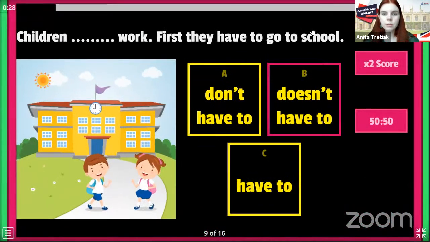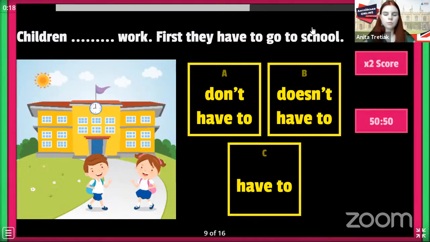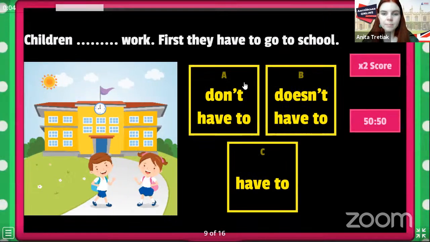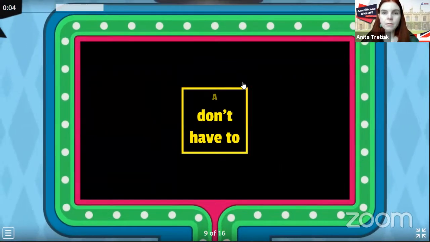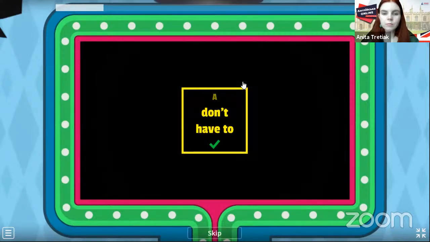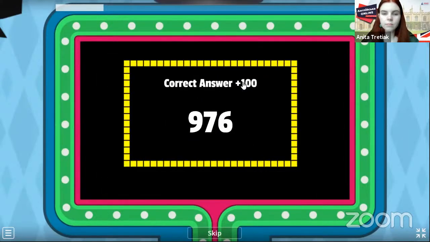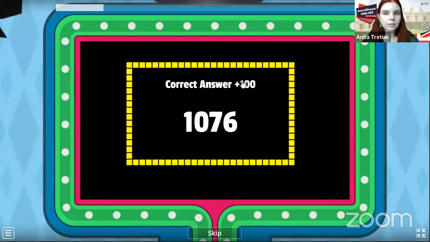Children work. First, they have to go to school. Don't have to, doesn't have to, or have to. Guys, you know about this one. You're children. And you have to go to school. So for this one, your answer is A. Okay. Very nice.